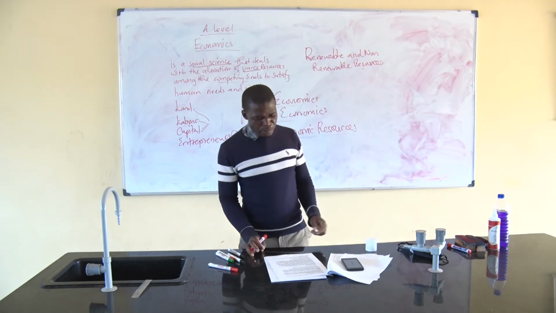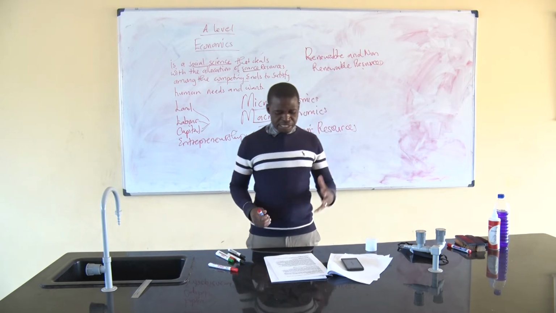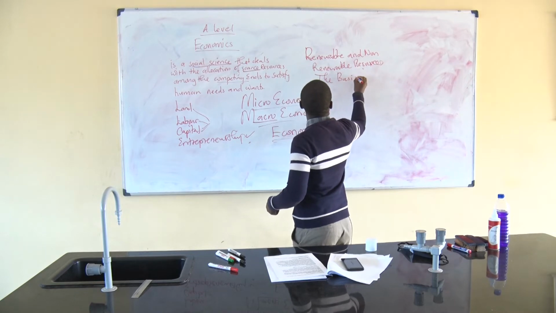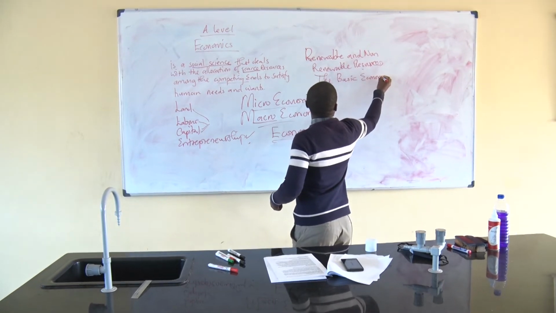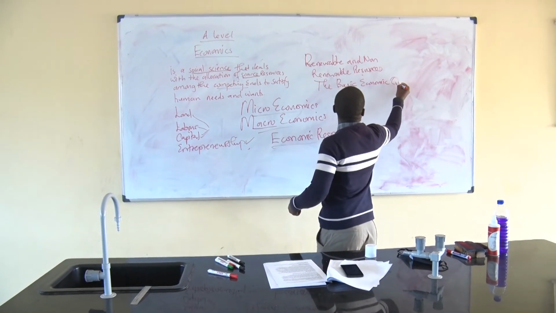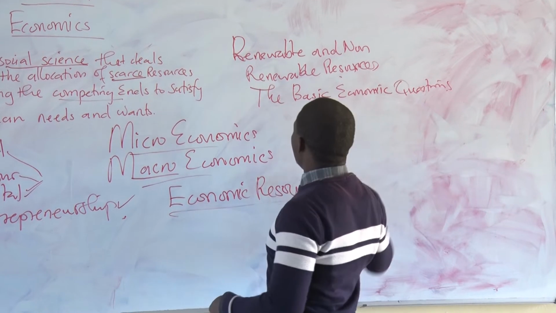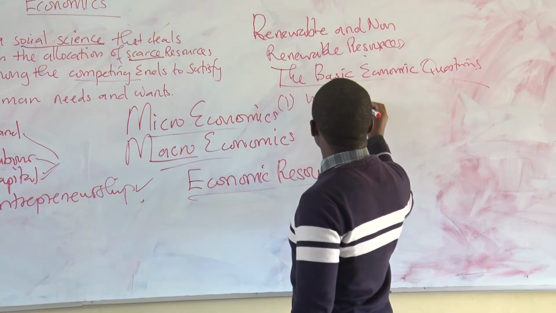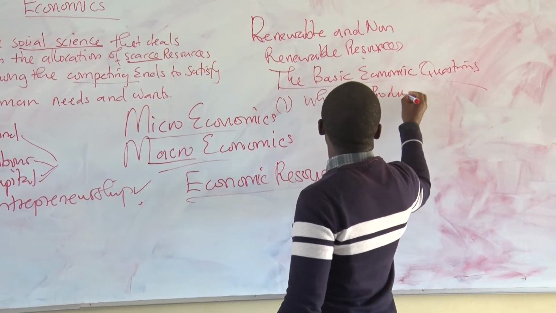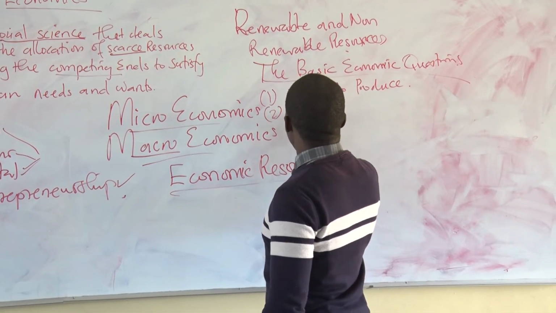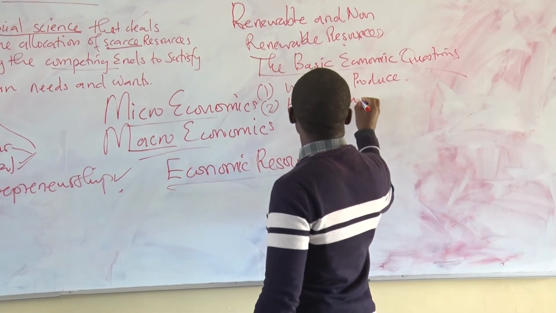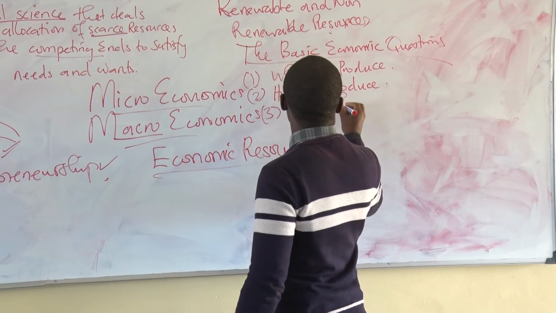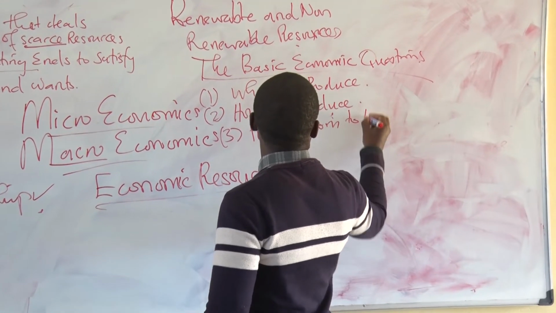So the basic economic problem gives rise to the basic economic questions. There are 3 basic economic questions. 1 is what to produce. 2, how to produce. 3, for whom to produce.